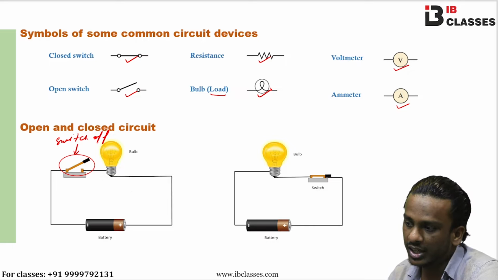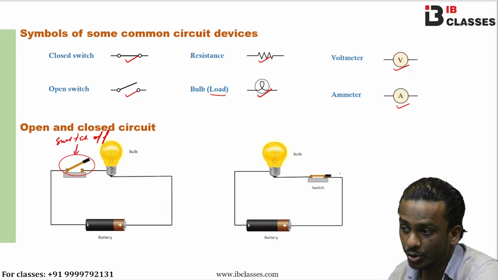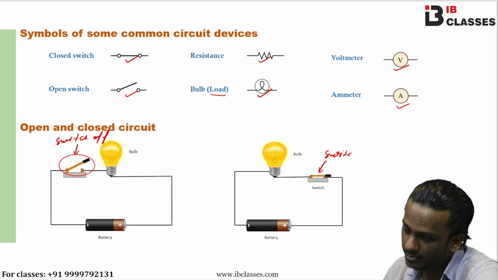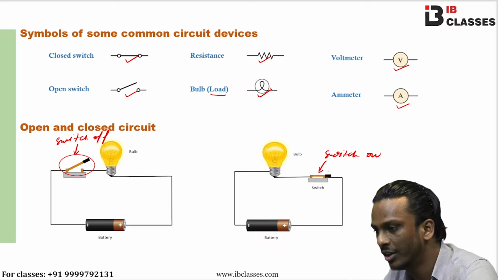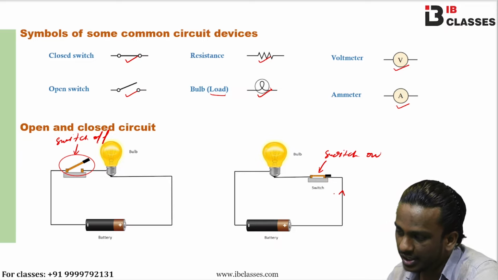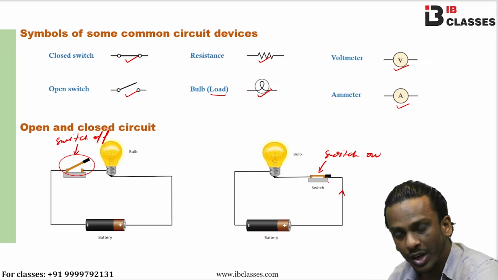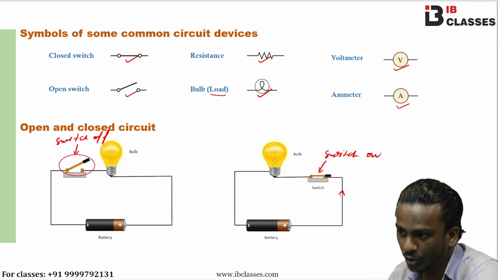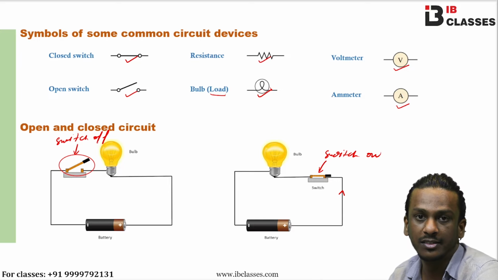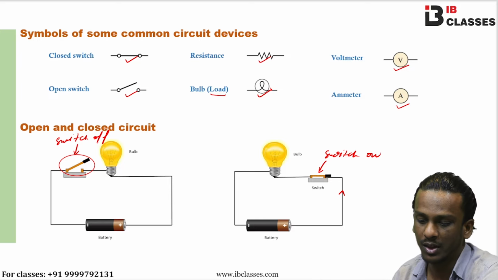The next type of circuit is the closed circuit. In the closed circuit, the closed switch means your switch is on. If the switch is on, then your circuit is closed, and electrons can flow within the circuit, and the appliances connected within this circuit will work.